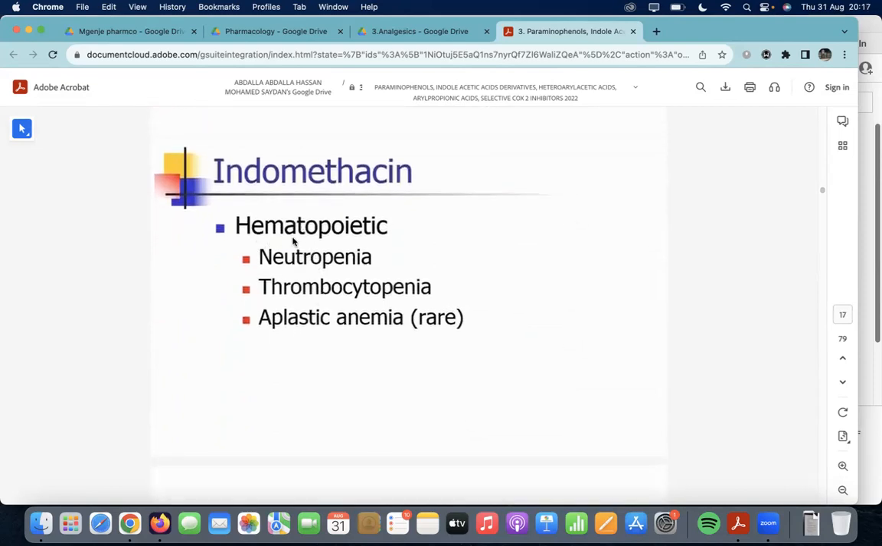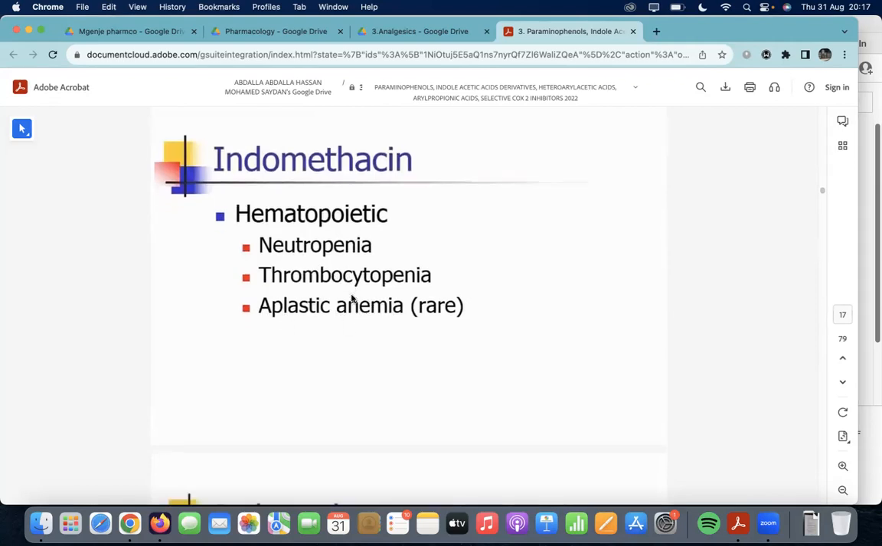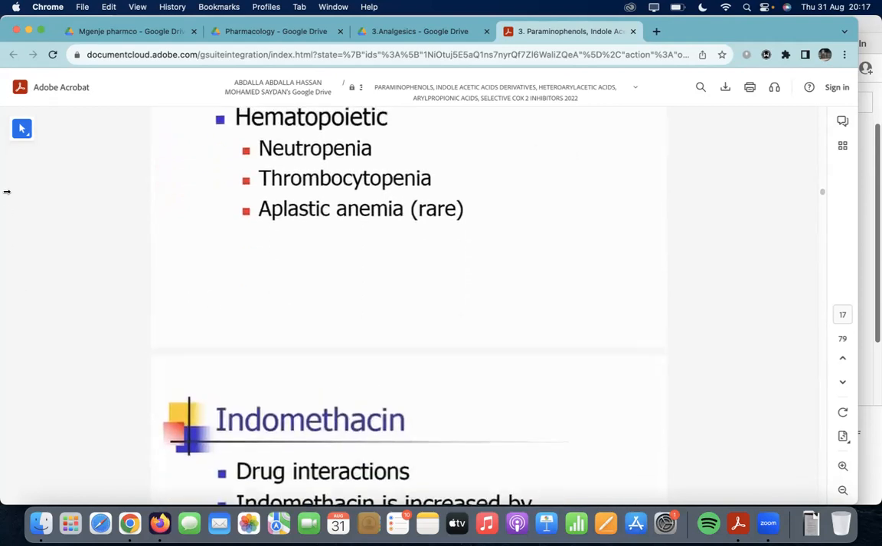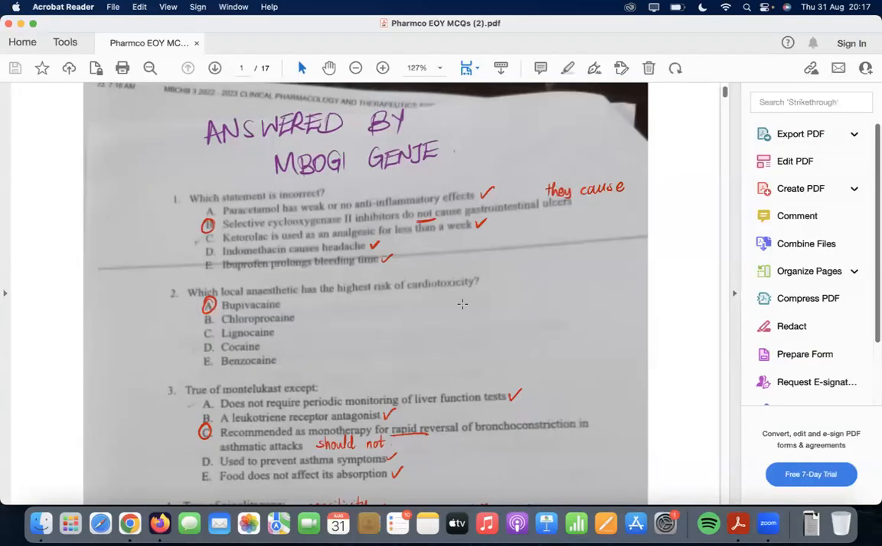It's hematopoietic. It can cause neutropenia, thrombocytopenia, and aplastic anemia. It's rare, but if it causes aplastic anemia, it will obviously cause neutropenia and thrombocytopenia as well. So I think I've gone deep enough for indomethacin. That's the question. Causes headache, yeah. But I guess we've delved deep enough on indomethacin. Ibuprofen prolongs bleeding time. Yeah, I guess so.